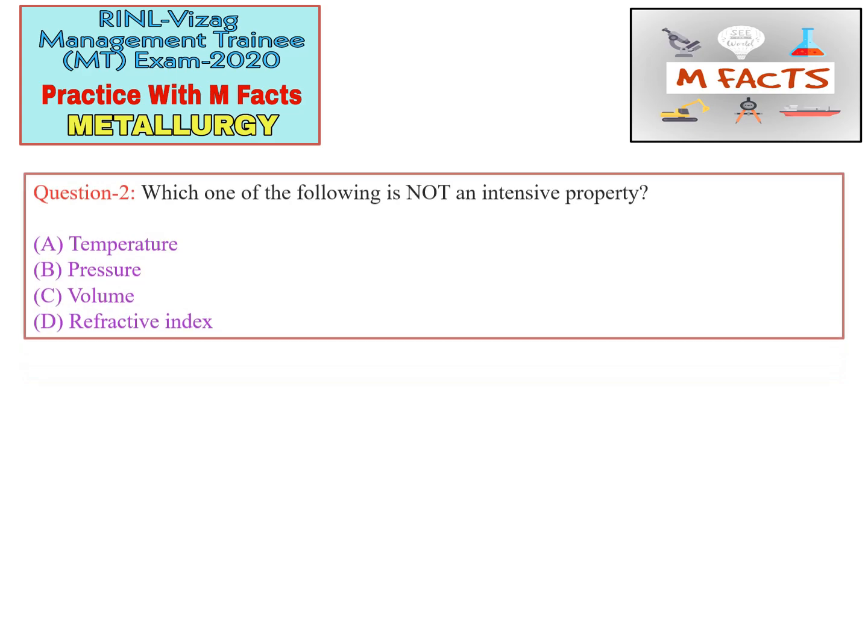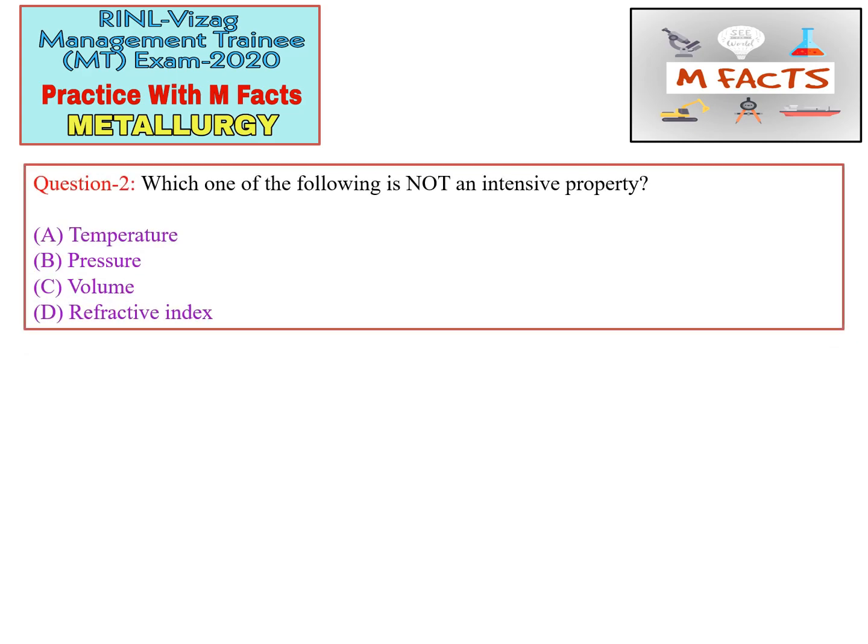So the next question is, which one of the following is not an intensive property? They are asking about intensive properties and have given four options. This is the confusion point, that sometimes people get confused in the exam between intensive and extensive properties. So I will tell you one easy trick to learn it. A is temperature, B is pressure, C is volume, D is refractive index. The first is intensive property, and I am writing extensive property here also.